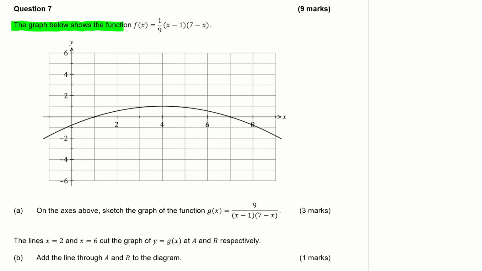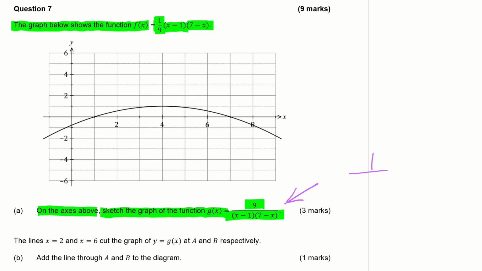The graph below shows the function f(x) = (x − 1)(7 − x)/9. On the axes above, sketch the graph of the function g(x) = 9/((x − 1)(7 − x)), which you should note is just 1 over f(x). So we know how to do these reciprocal graphs.